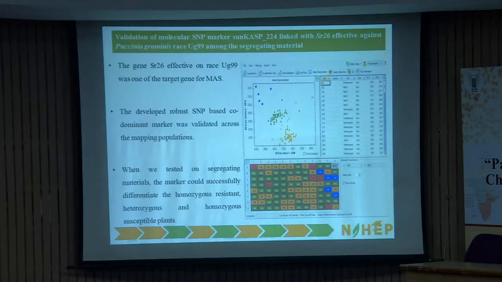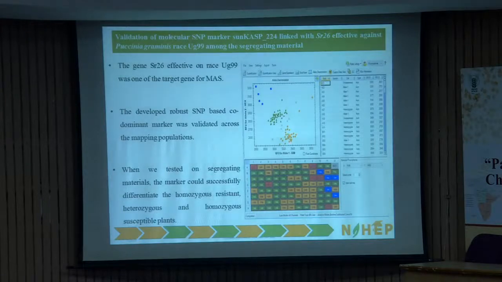So this marker we validated across the mapping populations which are having SR26 in them, which is segregating. Along with that, my project was to integrate this SR26 into Indian wheat cultivars. 3 cultivars I have taken. So once I went until F2, I have to go for the backcross process, no? So as to select SR26 homozygous resistant plants out of the segregating population, we use this marker.